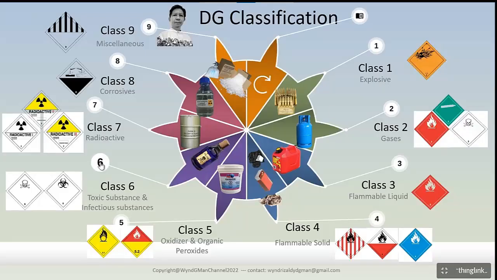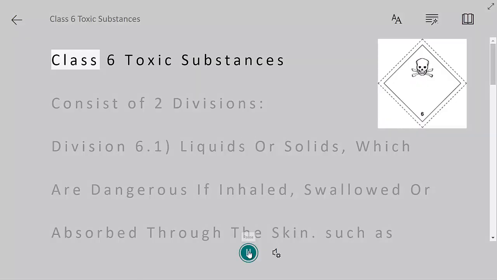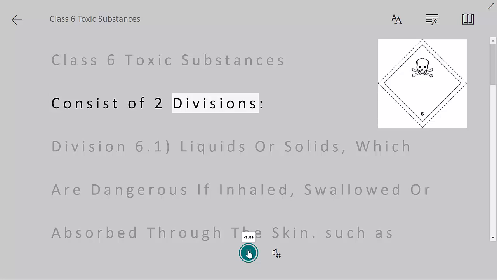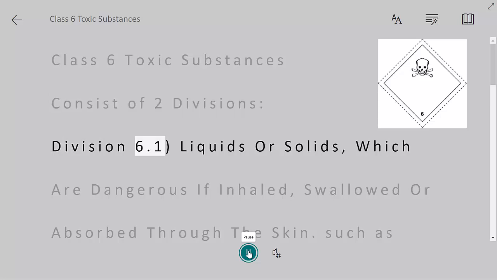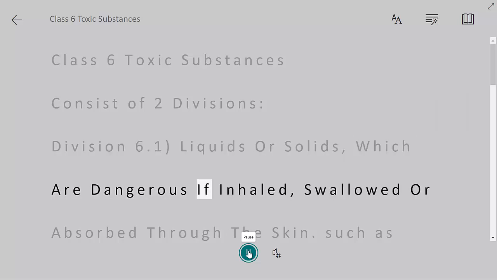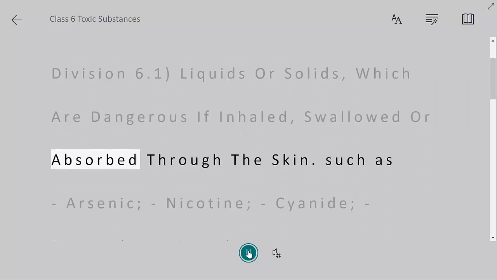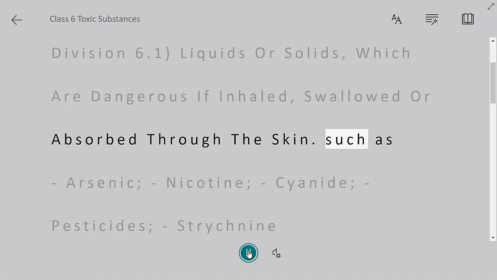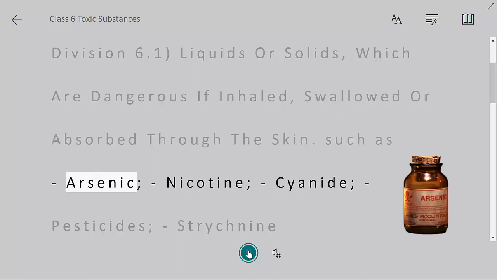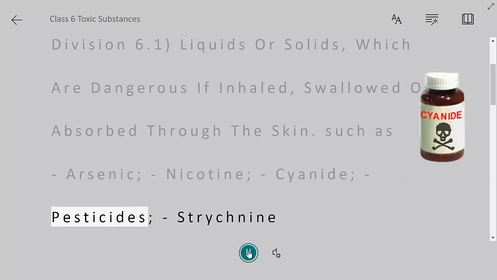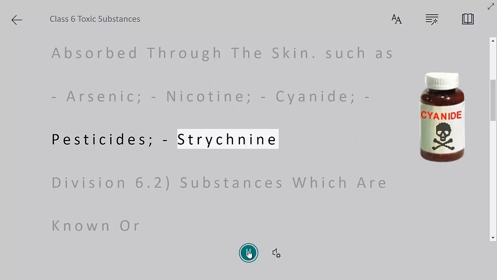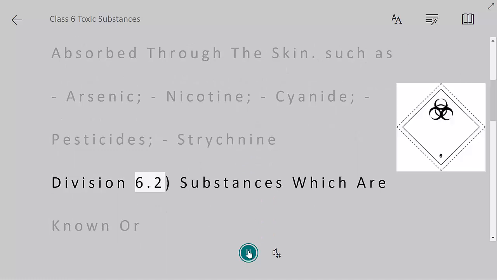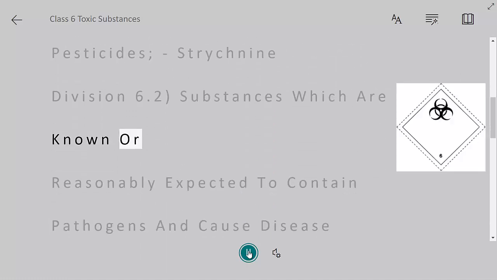And Class 6? Class 6 toxic substances. Consists of 2 divisions. Division 6.1, liquids or solids which are dangerous if inhaled, swallowed or absorbed through the skin, such as arsenic, nicotine, cyanide, pesticides, strychnine.